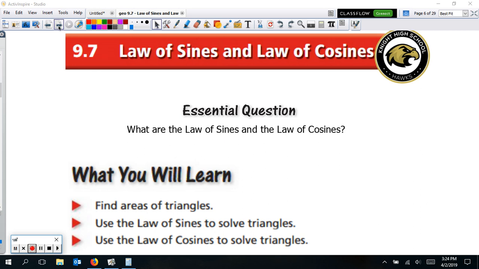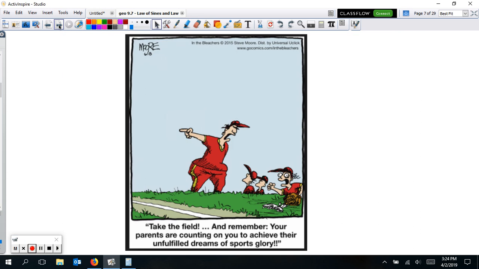Alright, but first let's go ahead and just look at a little cartoon. They're in the bleachers here today. This coach is telling his young boys, take the field, and remember, your parents are counting on you to achieve their unfulfilled dreams of sports glory. Like this one little kid right here. He's running out to the field.